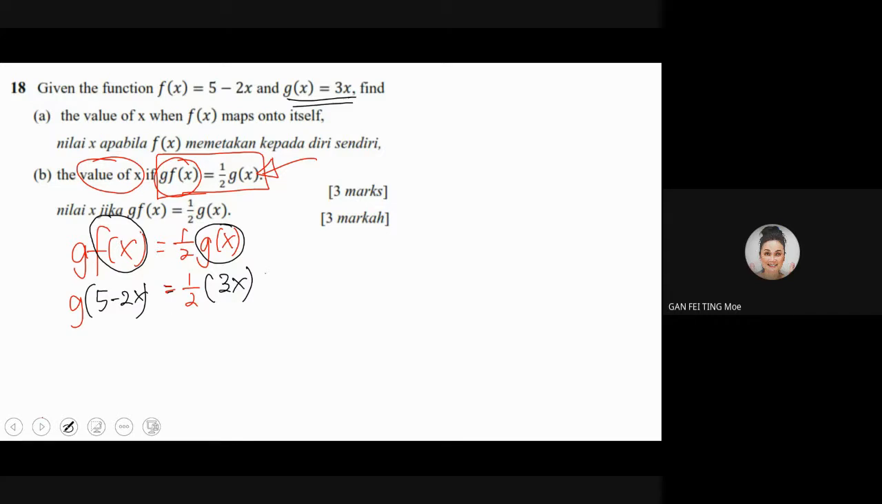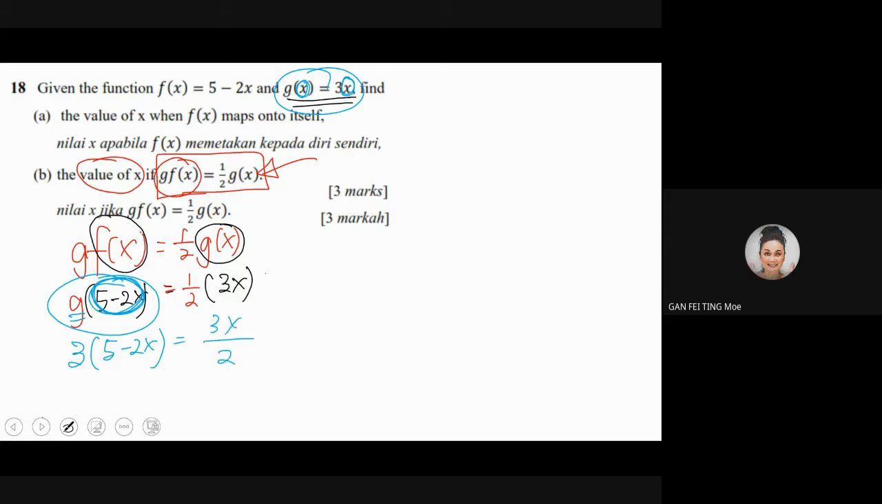So then you want to proceed. You ask again yourself, is the function of g given to you? Okay, if the function of g is given to you, this will be your object. This will be your object that you are going to substitute into here. So this one will turn into 3. Okay, then it will be 5 minus 2x because this is your x. Equals 3x over 2.